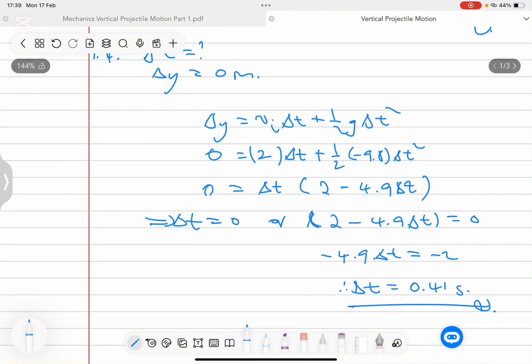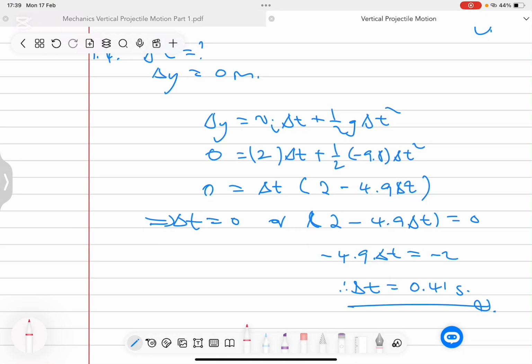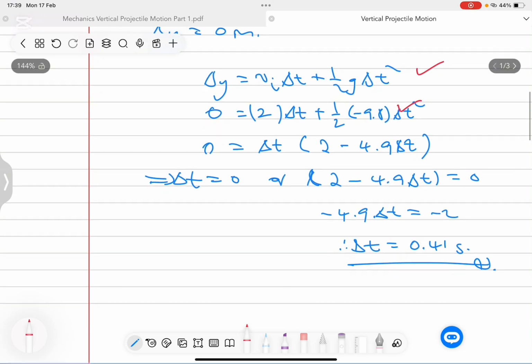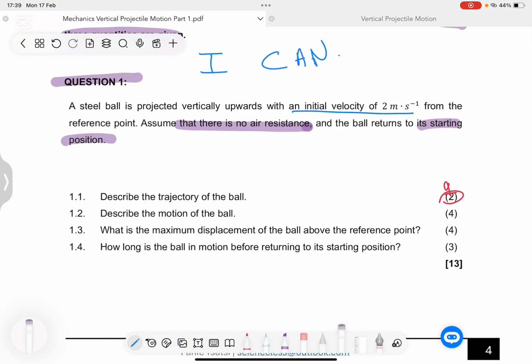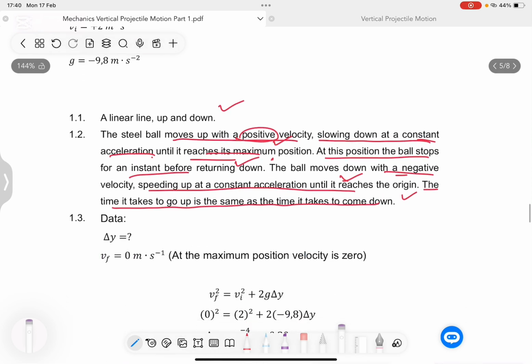Now, to look at how this is going to be marked, because it is marked out of 3: 1 mark for writing the correct formula, or using the correct formula, and another mark for substitution, and they give you the mark for finding the final time. Now, there is another way in which this question can be solved.